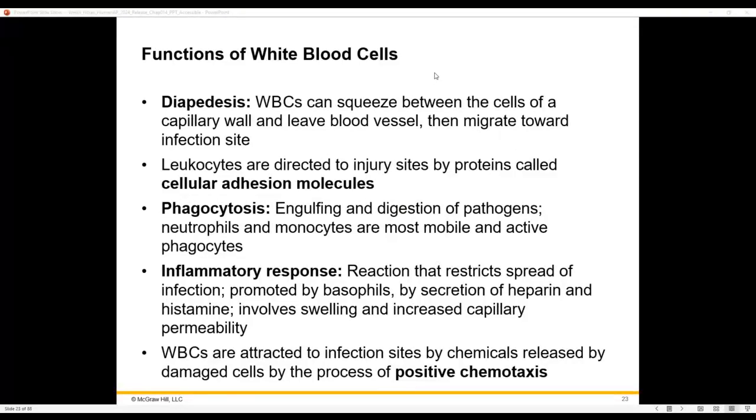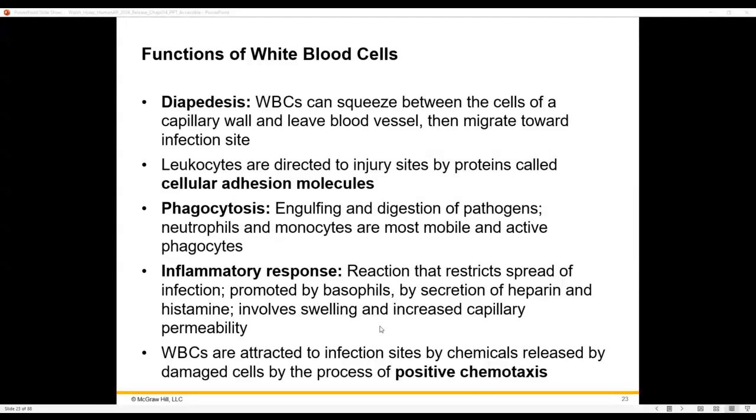Okay, some of the functions of white blood cells. Diapedesis: this is where the white blood cells can squeeze between the cells of a capillary wall and leave the blood vessel. Then they migrate towards the infection sites. Leukocytes are directed to the injury sites by proteins called cellular adhesion molecules. In phagocytosis, engulfing and digestion of pathogens occurs. Neutrophils and monocytes are the most mobile and active phagocytes.